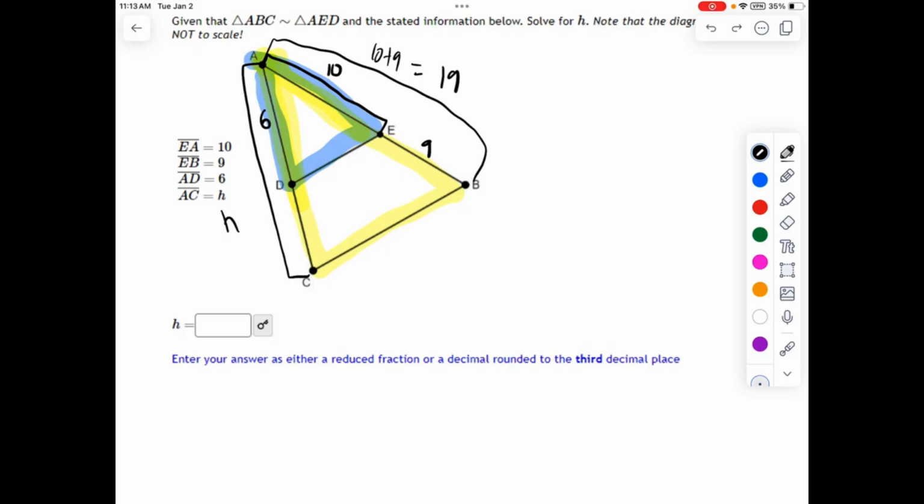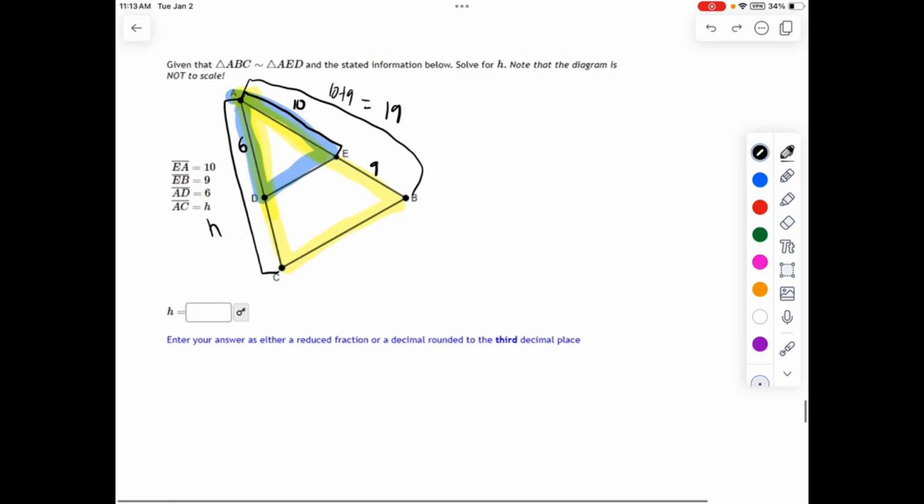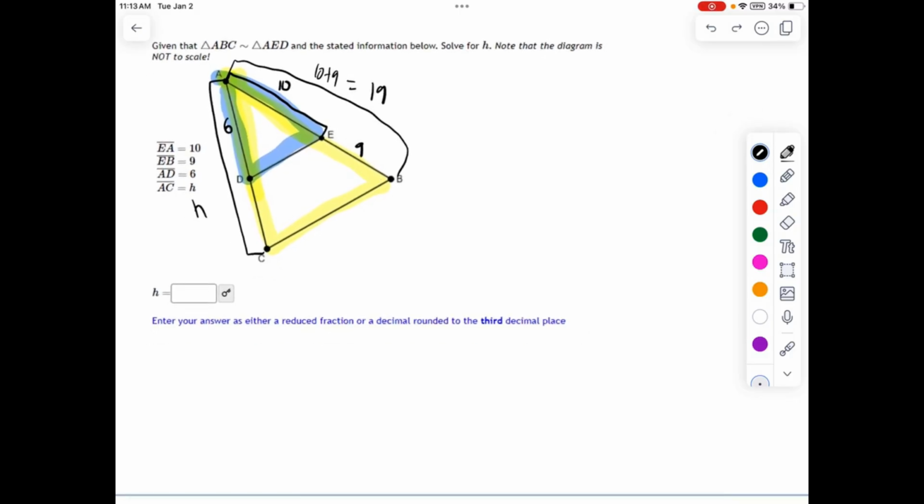First, let's set up some proportions. We can go from the big triangle to the small, or the small to the big. Personally, I go from bigger to smaller, so I'm going from the yellow triangle to the blue. Let's use this side as a reference. The entire side is A to C, which has a length of h. That's the yellow triangle. Now we go to the blue triangle, and that same corresponding side on the blue is 6.